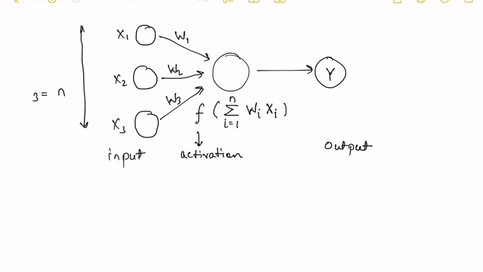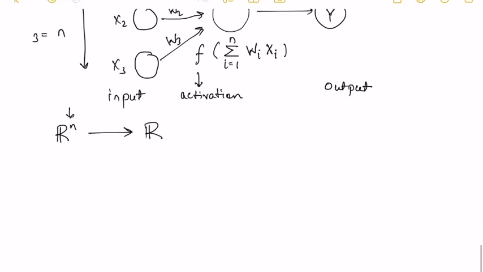Okay, so notice that this one neuron, which is a function that takes in n inputs and gives out one value, is a mapping function that goes from R^n to a real number R, right? Because there are n inputs here, and then it gives you one value, which is y. So it goes from R into R.